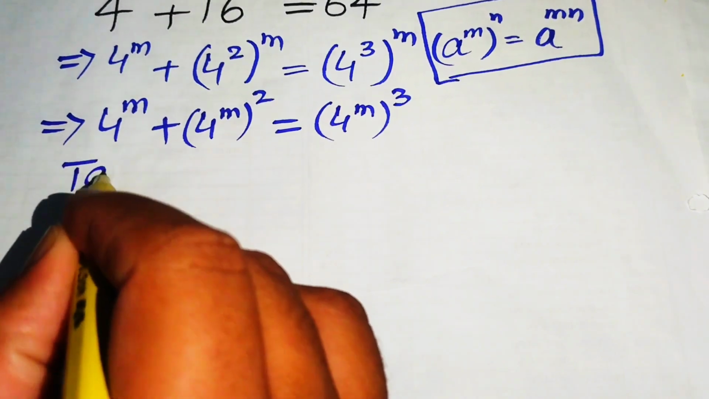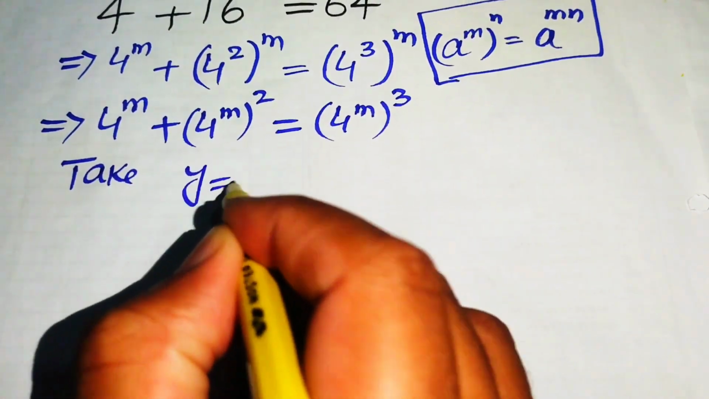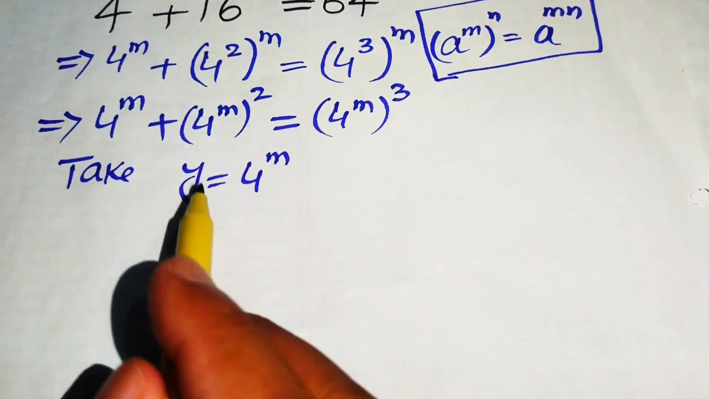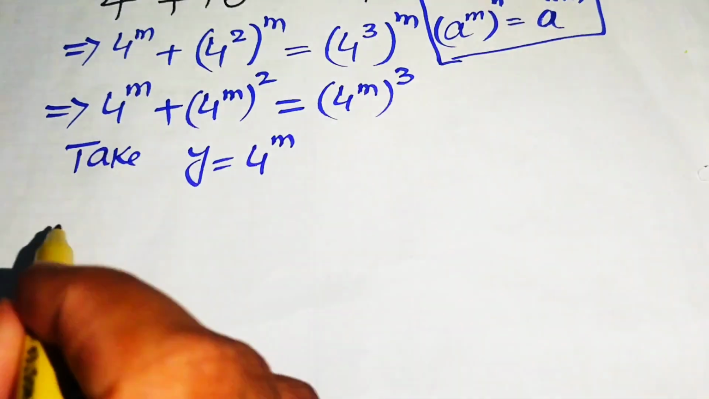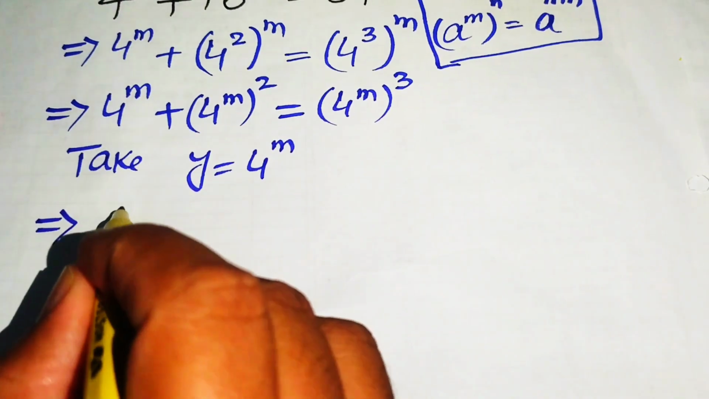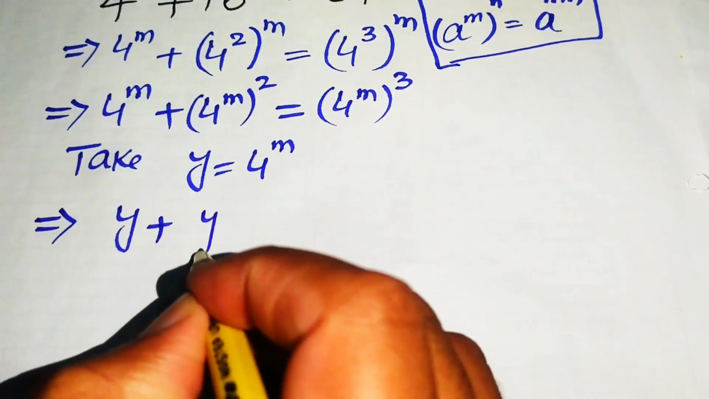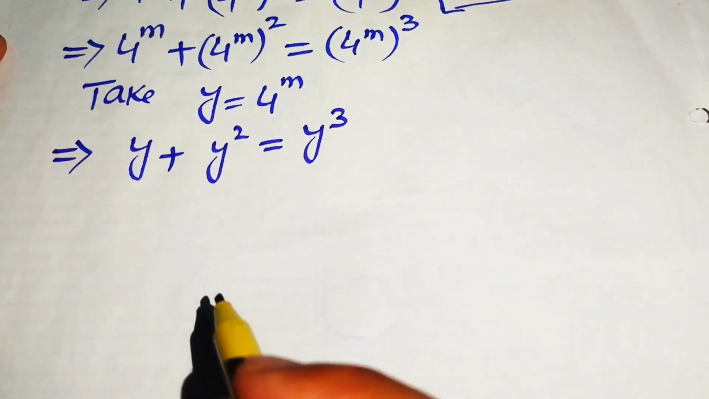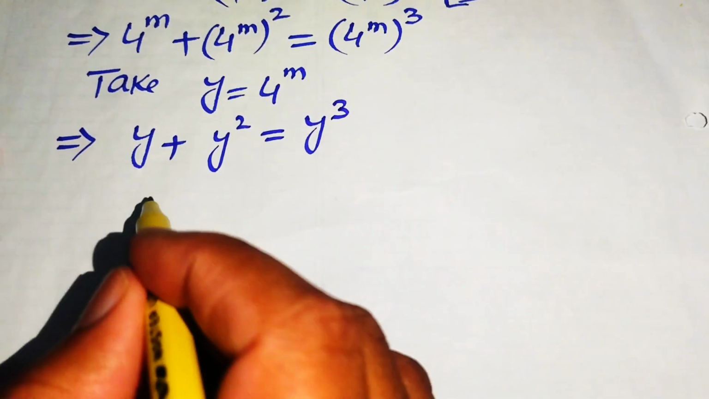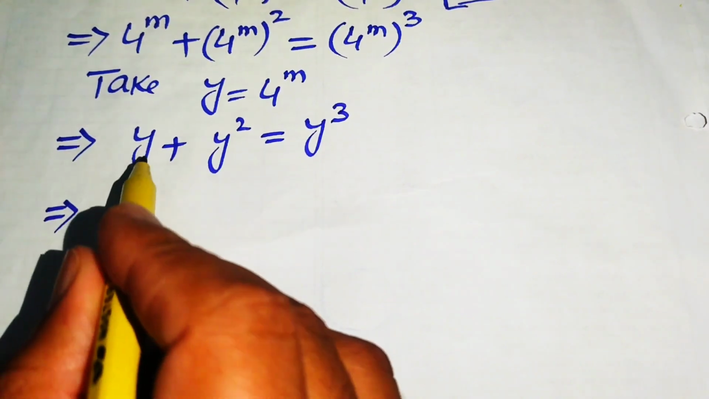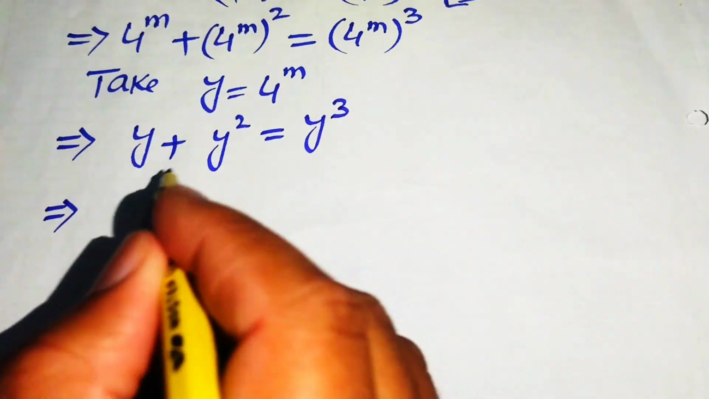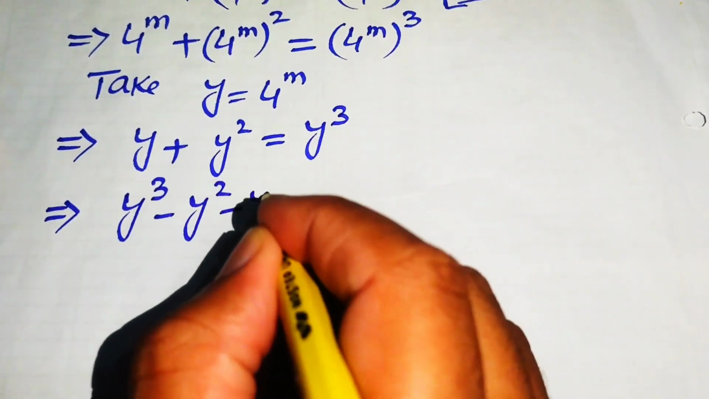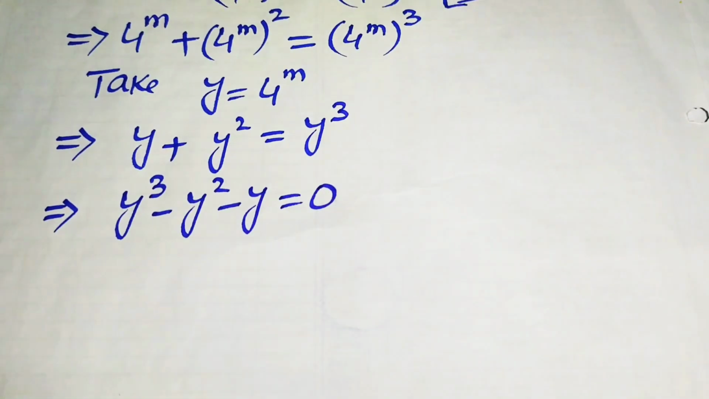So now you see this equation becomes exponential in 4 to the power of m, so we take y equals 4 to the power of m. So the above equation becomes y plus y squared equals y cubed. So this equation becomes cubic in the variable y, so now we move these two terms to the right hand side, and it becomes y cubed minus y squared minus y equals 0.